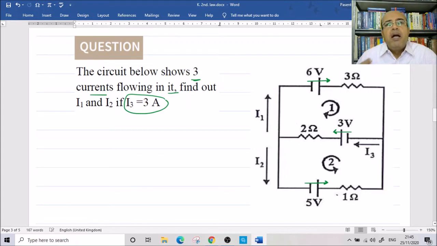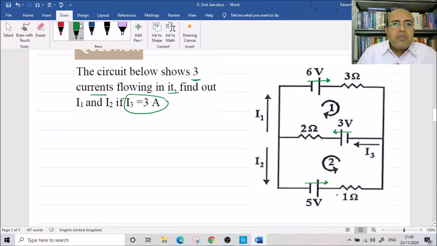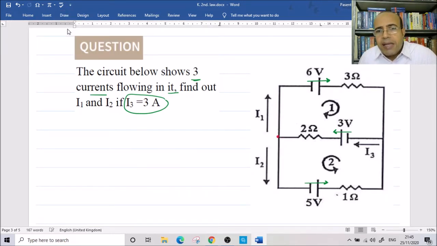Second, look at the direction of the current in each loop. Starting at a junction. This is junction A and this is junction B. So any current starts at a junction and ends at a junction. So I1 starts at A, so this is I1, and ends at B. I3 starts at B, and ends at A. I2 starts at A, this is I2, and ends at B.